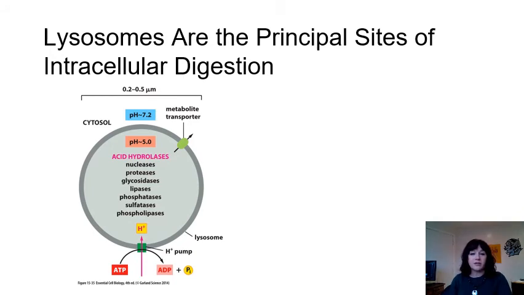Lysosomes. We've talked about lysosomes before. They are responsible for digesting proteins, and so they have a very low pH, right? So why would a high acidity be important? A high acidity helps to break down proteins. In addition to that, and you can see right inside this lysosome, the pH is about 5, compared to the cytosol of the cell, which is neutral at about 7.